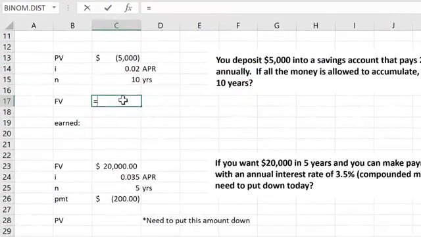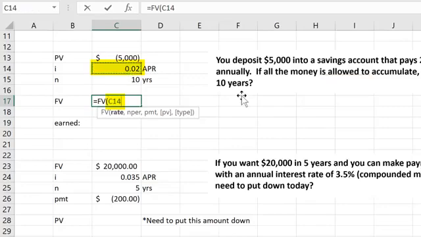So we can use the future value function. The rate is going to be 0.02. Now I'm not dividing by 12 because we're compounding annually. The number of periods will just be the number of years, and the payment. So we're not making payments to this account. So that's going to be 0.